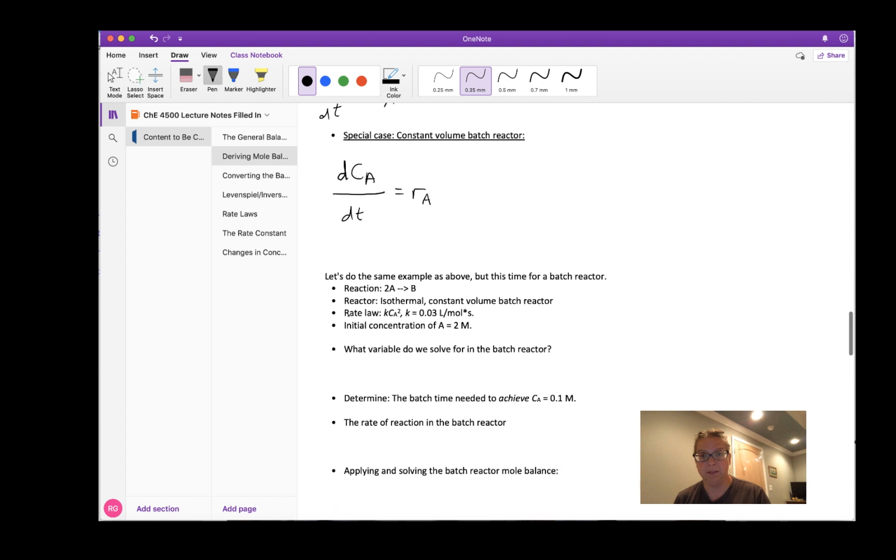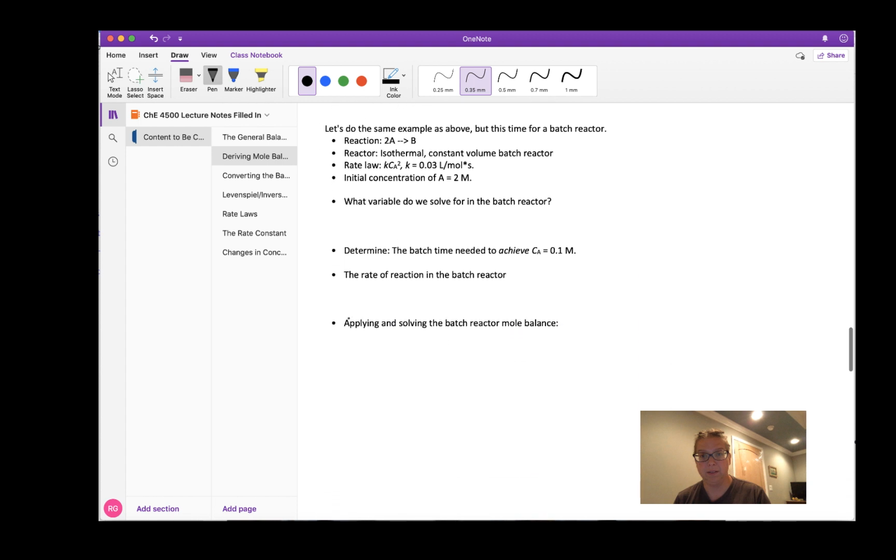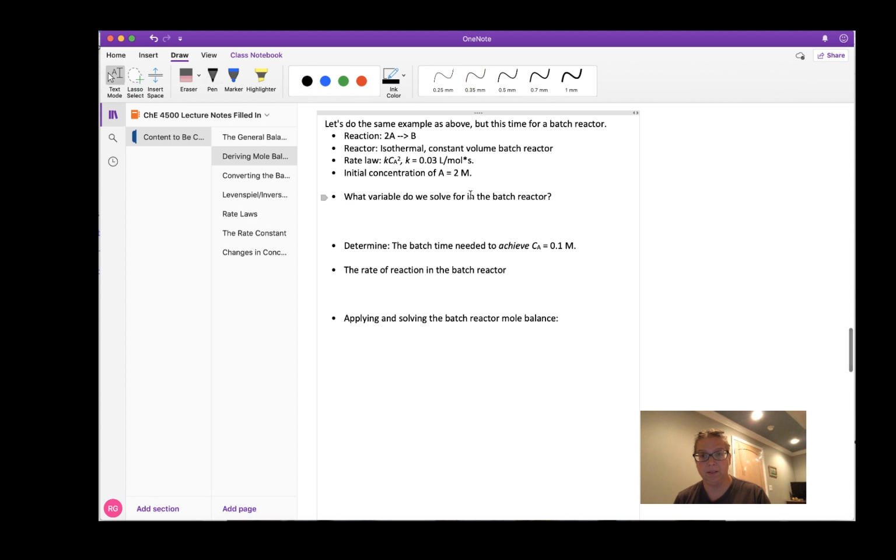So let's use this balance to solve the same example as before. We're looking at this reaction, 2A goes to B. It's in an isothermal, this time constant volume batch reactor. We know the rate expression. Here's the rate constant, we know that value. And we know the initial concentration of A. And we want to determine the batch time needed to achieve a concentration of 0.1 molar.